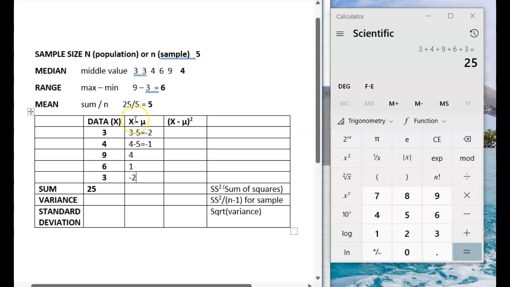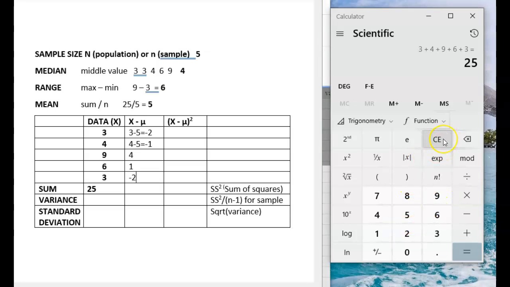When we subtract the mean from our data value, and then if we were to add up this column, it should be equal to 0. If it doesn't equal 0, then we know we've done something wrong. So let's go ahead and add up this column. We have a negative 2 plus a negative 1 plus 4 plus 1 plus a negative 2, and that equals 0. So I just verified that I did this correctly. So the sum of this column is 0.